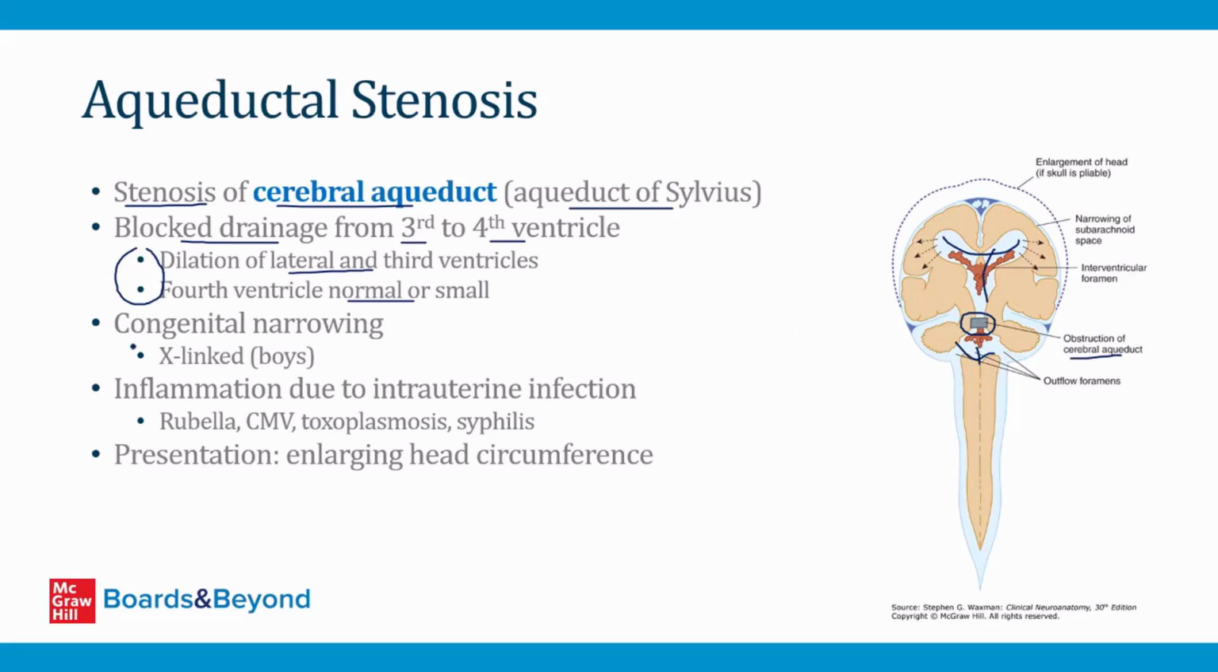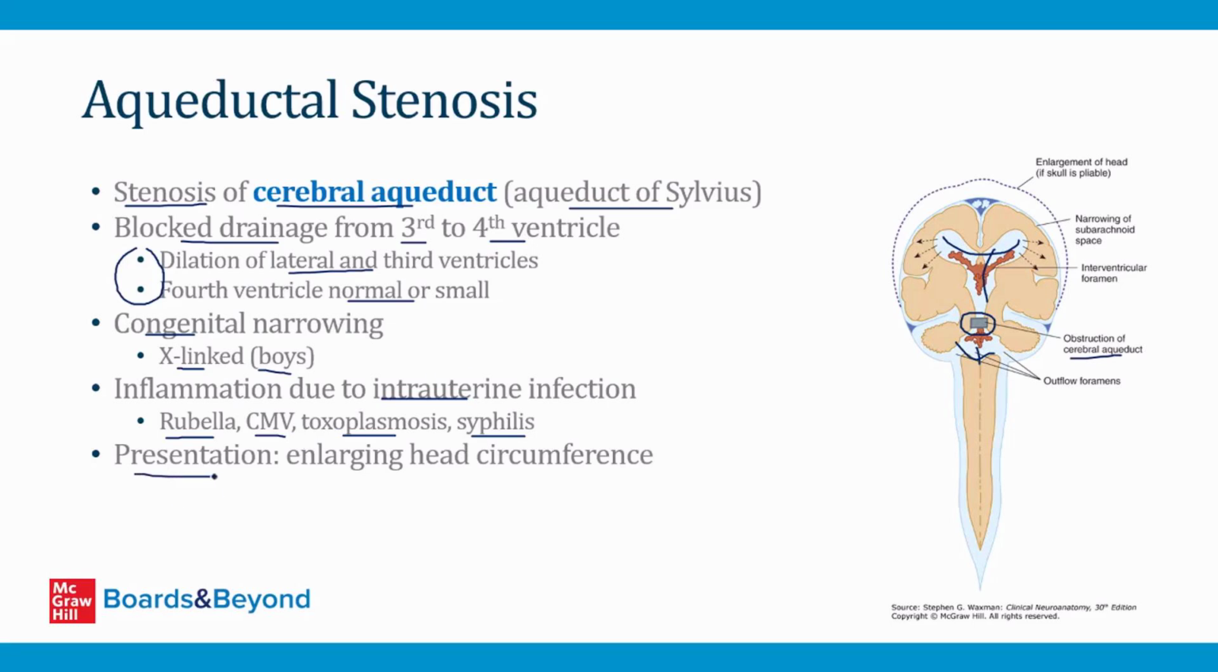So why do people develop aqueductal stenosis? Well, this can occur as a congenital narrowing. There's an X-linked condition that is transmitted to boys that can lead to aqueductal stenosis. You can also see this in children when there was an intrauterine infection before they were born. So mothers who develop rubella or CMV or toxoplasmosis or syphilis, these things can be transmitted to the baby and cause inflammation of the brain, and sometimes those children are born with aqueductal stenosis.